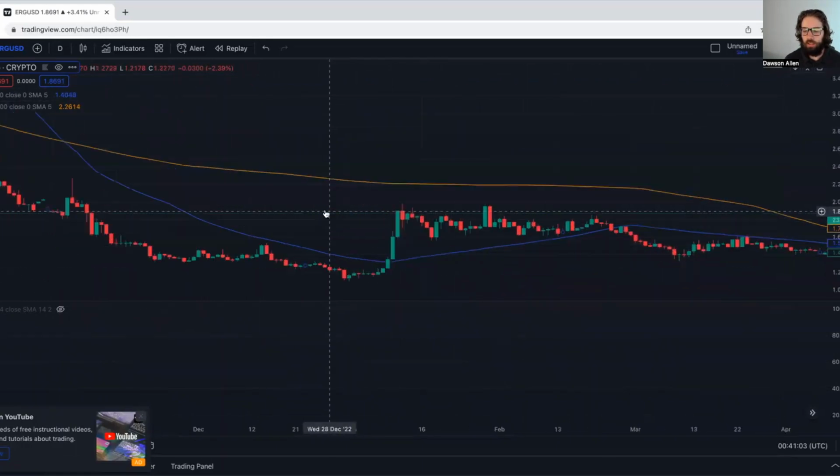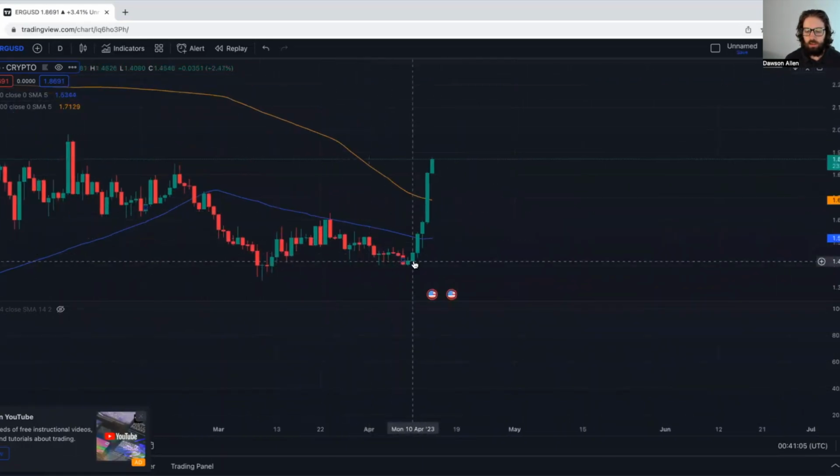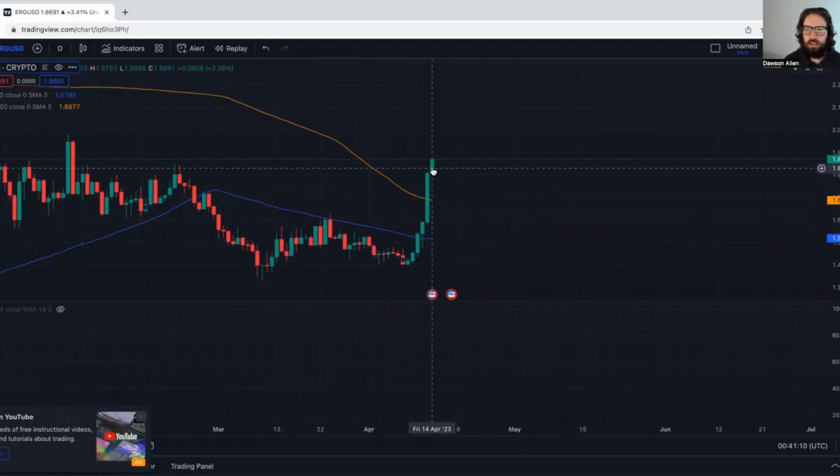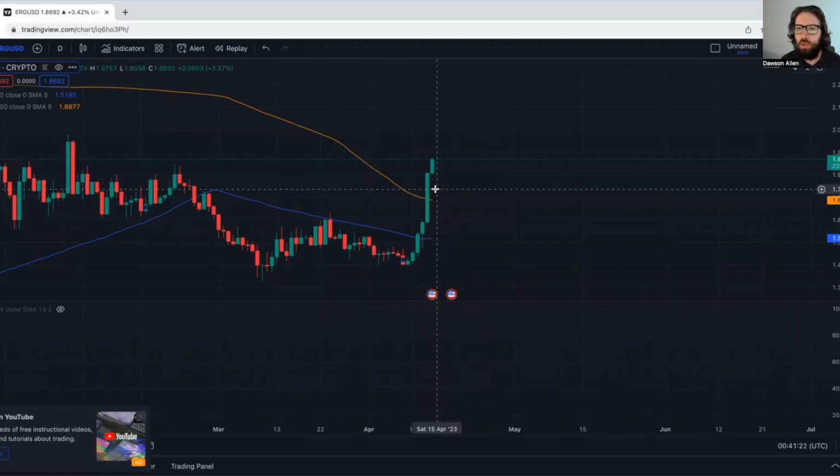And you can see today, this is us today. We have printed out 1, 2, 3, 4, 5, 6 daily candles green in a row. We have crossed the 50-day simple moving average and the 200-day simple moving average. And this is technically the cross. Then today is going to be a confirmation close above the 200-day simple moving average, which is a huge bullish signal, and something I think we need to pay attention to as an Ergo community.